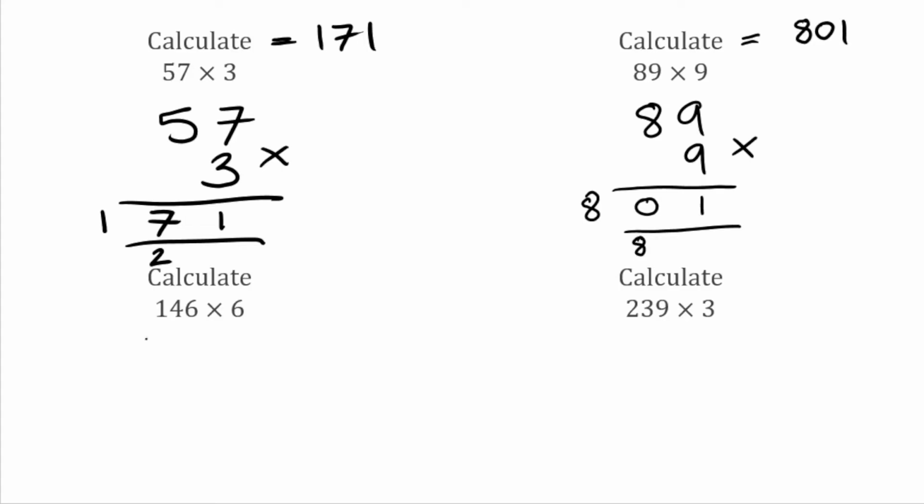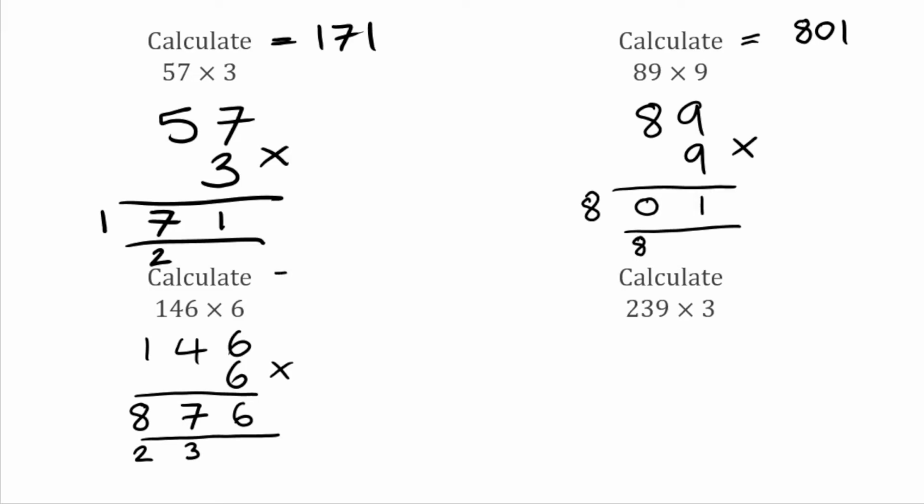Okay, for this next question, we've got 146 multiplied by 6. So again, starting from the right-hand side, we have 6 multiplied by 6, which is 36. So 6, carry the 3. We've then got 6 times 4, which is 24. But then we've got to add on the 3, so that's 27. So 7 in this column, carry over the 2. And then finally, we've got 6 multiplied by 1, which is 6. But then we have to add the 2, which gives us 8. So the answer to this one is 876.